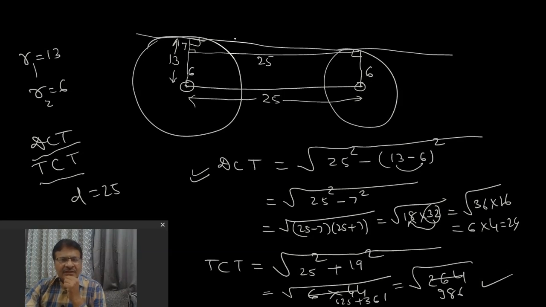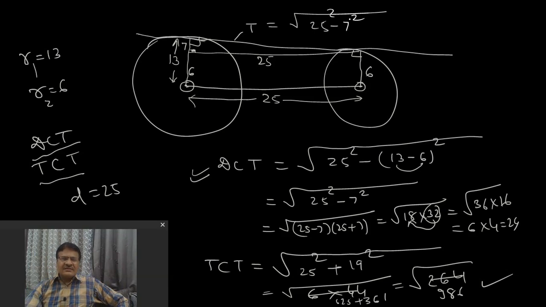Now this common tangent T can be applied. We can apply Pythagoras theorem, under root of, what is hypotenuse? This one. Sorry. This way. Under root of 25 square minus 7 square. The same thing I am getting here, 25 square minus 7 square. So that way we can determine this thing. I hope that is clear. Okay.